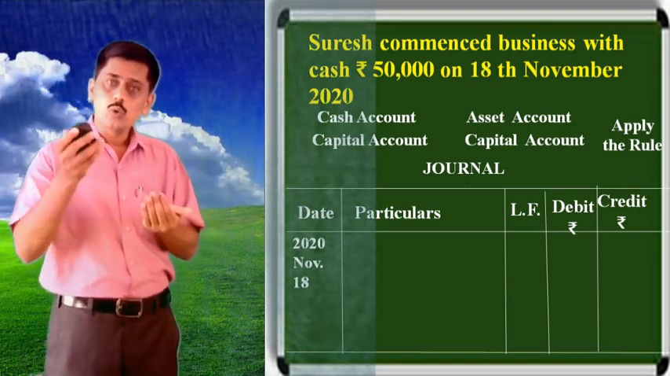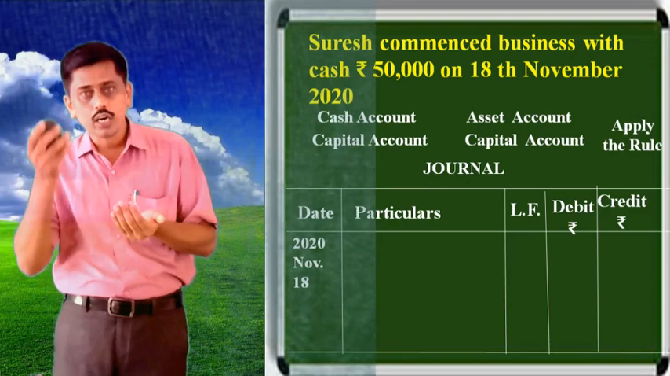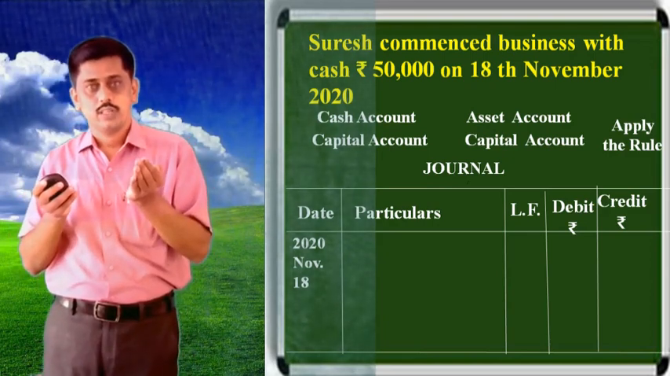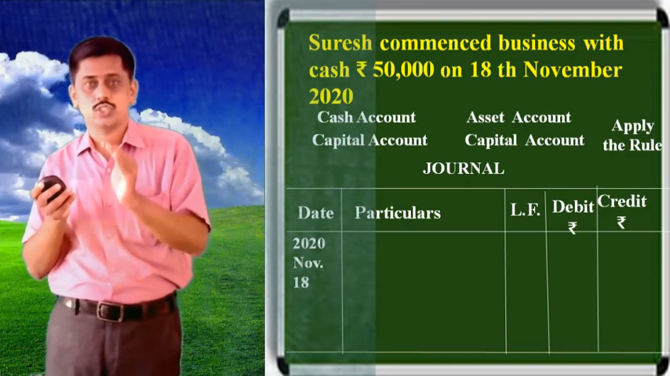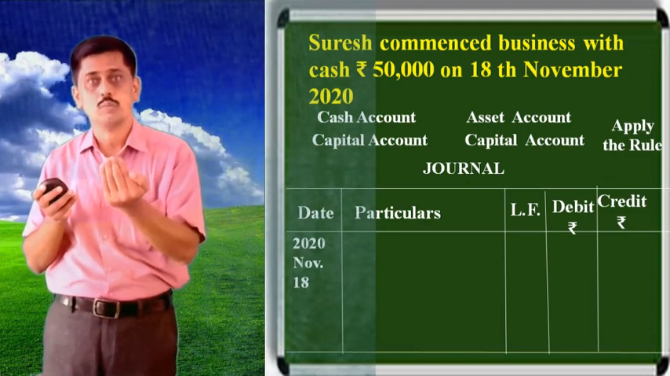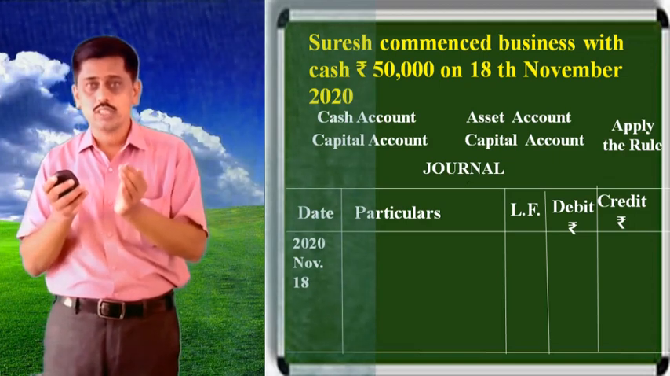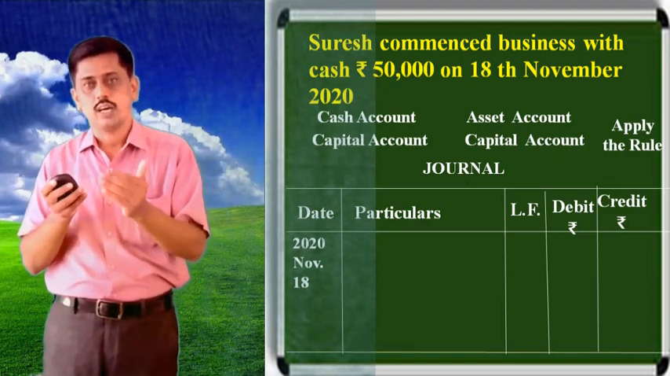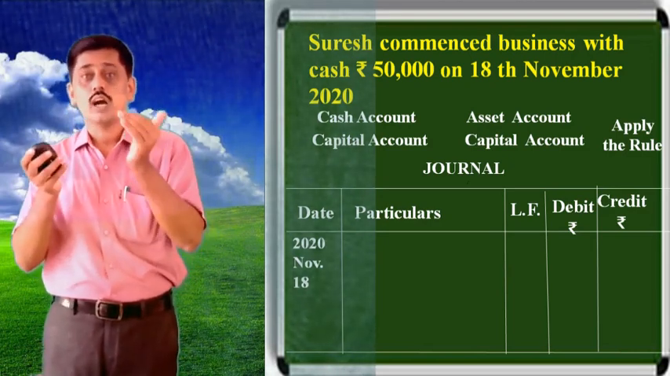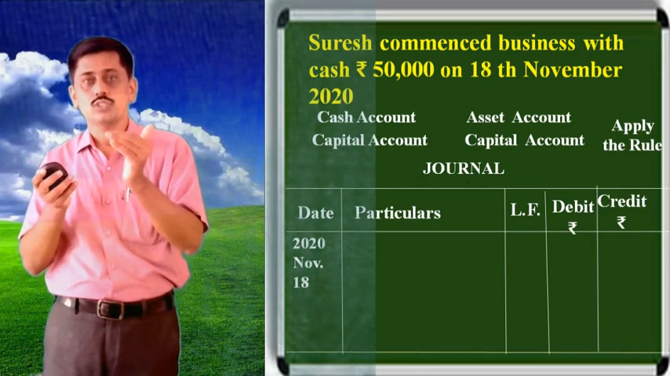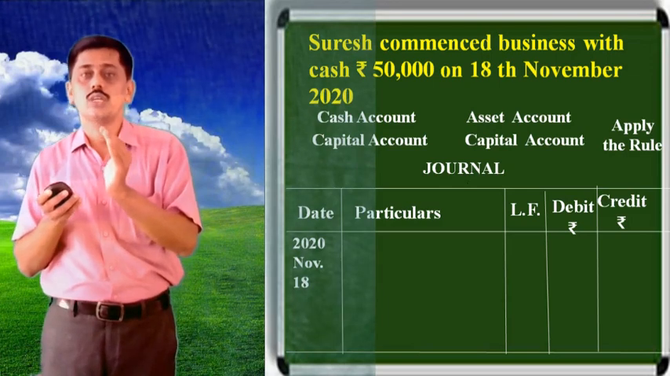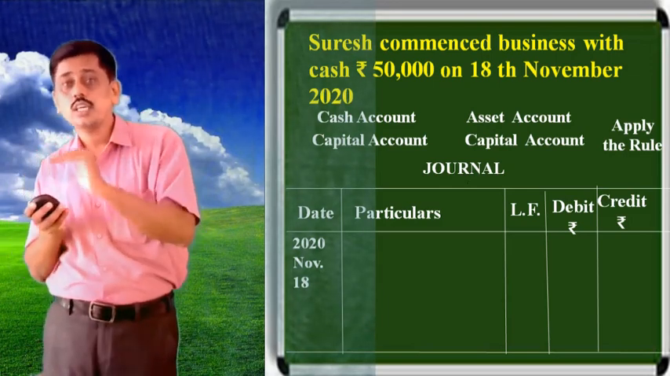When owner brings cash to start the business, asset increases or decreases? Asset increases. When owner brings cash to start the business, the asset of the business increases. Actually, it's the beginning. There was no cash, it was zero. He brings 50,000. So cash increases, which means asset increases. So here, debit increase in asset.